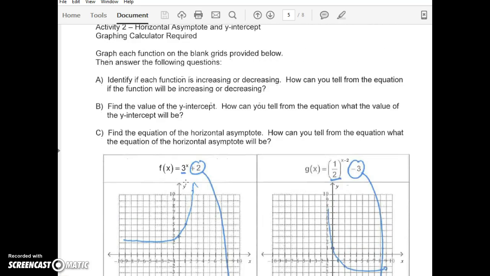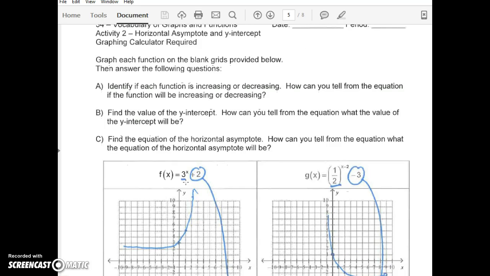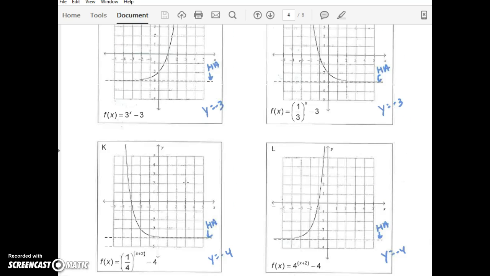In Activity 2, we're looking for what are called horizontal asymptotes and y-intercepts. Horizontal asymptotes are basically if a function goes to infinity or negative infinity, really, really large numbers, what does the function approach? Let's go back to Activity 1 and take a look at some of these graphs.